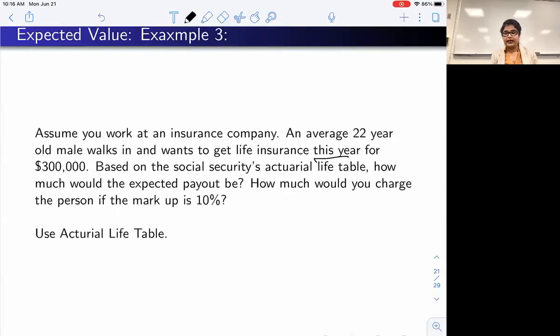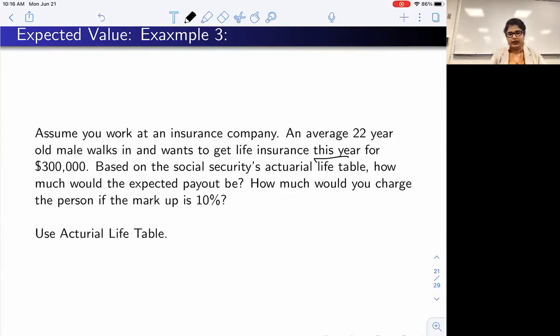It means if he is going to get this insurance, the person has to pay 10% on the expected payout. You have to calculate the expected payout. So a company is paying on average a certain amount, and on that amount, the 10% is what he has to pay for buying this insurance.